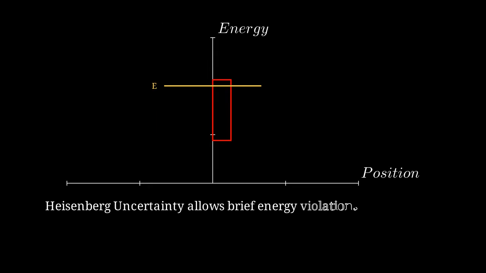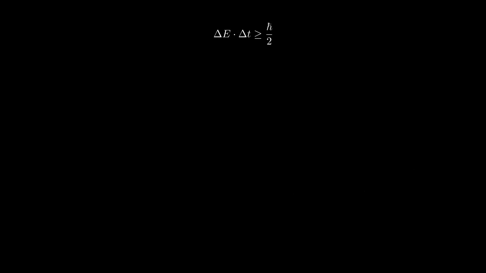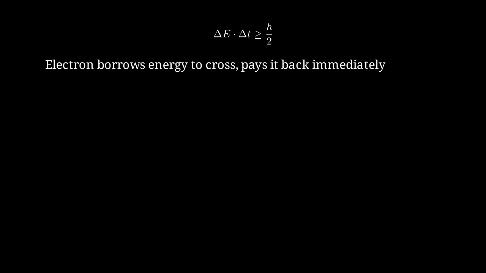However, Heisenberg's uncertainty principle allows brief violations of energy conservation. The electron can borrow energy delta E for a time delta t, provided their product satisfies delta E times delta t greater than or equal to h bar over 2. This fundamental quantum limit permits tunneling. The electron essentially borrows the energy needed to cross the barrier and pays it back immediately upon exiting. This doesn't violate energy conservation on average.